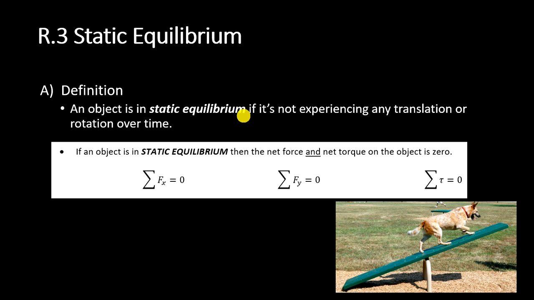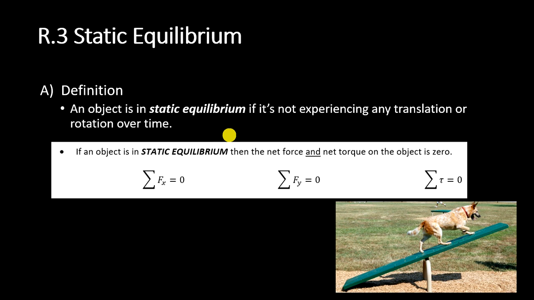So first, our definition of static equilibrium. If something is in static equilibrium, that means it's not experiencing any translation, remember that's motion from one spot to another, nor is it experiencing any rotation, it pivoting along some axes over some amount of time.